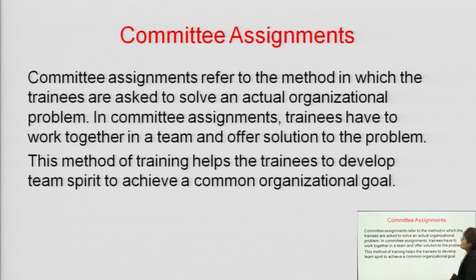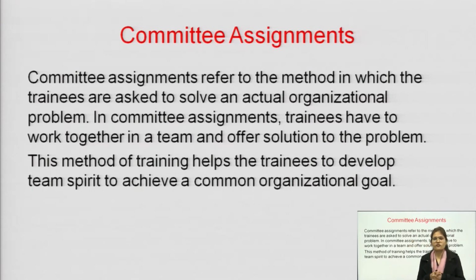Next one is committee assignments. Committee assignments refers to the method in which the trainees are asked to solve an actual organizational problem. In committee assignments, trainees have to work together in a team and offer a solution to the problem. Committee assignment is also a kind of training where the trainer gives training by providing a task or assignment to the employees, where the trainee has to work with the team members and give a solution to the problem.